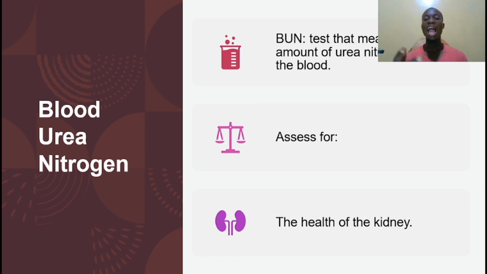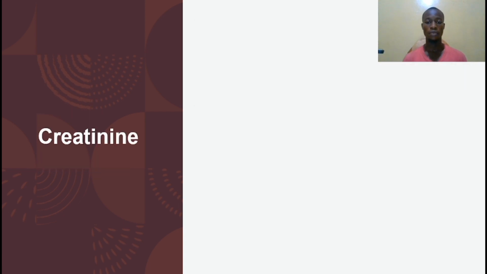So if there is a high level of BUN formed within the blood, within the person's blood, this indicates that the person's kidney is having a high level of problem, because this blood urea nitrogen should not be within the human blood.